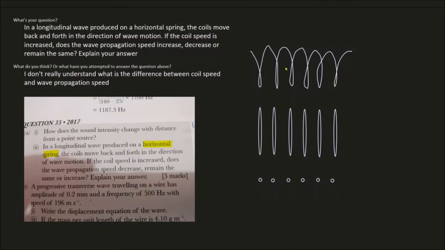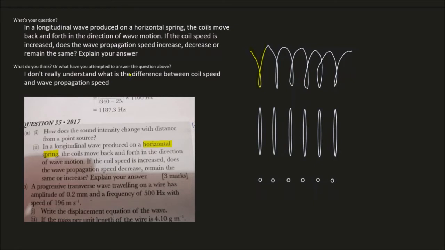The coils move back and forth in the direction of the wave motion. So when we say coil, it means we are seeing one circular loop. So one circular loop means a coil. Okay. If the coil speed is increased, does the wave propagation speed increase, decrease, or remain the same?